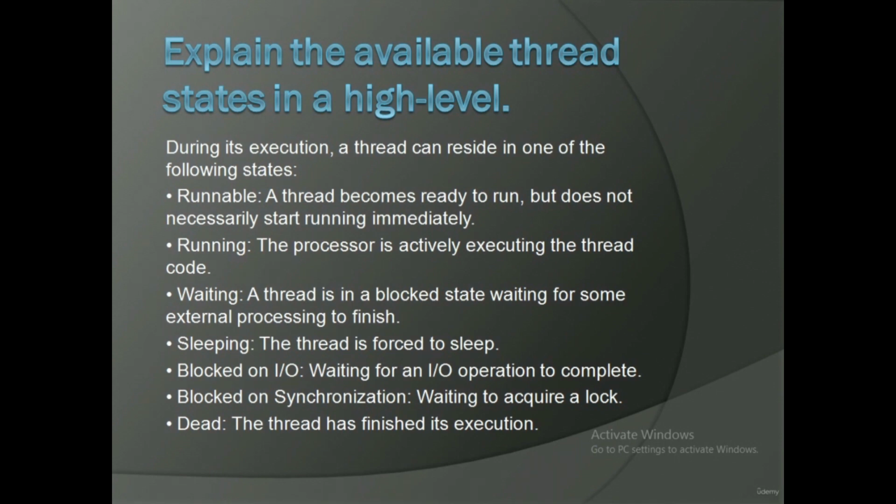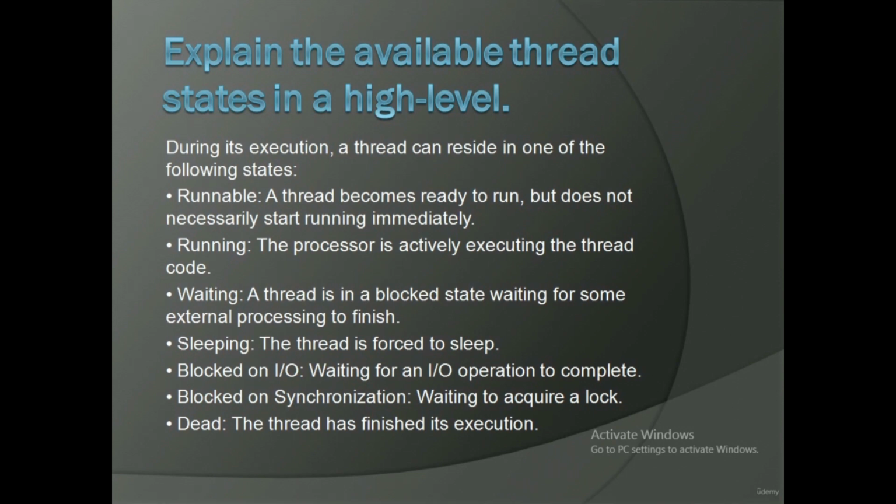Runnable: a thread becomes ready to run but does not necessarily start running immediately. Running: the processor is actively executing the thread code. Waiting: a thread is in a blocked state waiting for some external processing to finish. Sleeping: the thread is forced to sleep. Blocked on IO: waiting for an IO operation to complete. Blocked on synchronization: waiting to acquire a lock. Dead: the thread has finished its execution. These are the thread states at a high level.